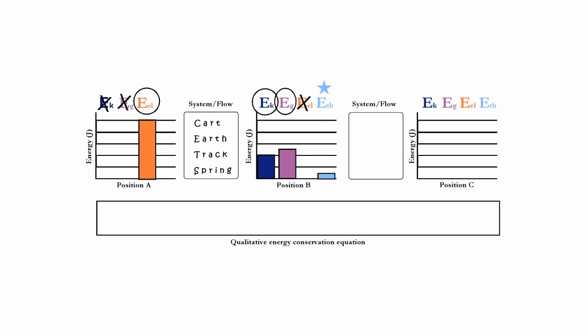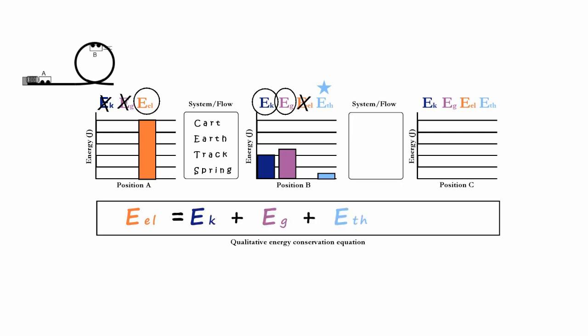Take a moment to write out all the energy types for position A. Remember that the E for energy should be capitalized, and that the types of energy storage are designated with subscript letters. Elastic energy in position A is equal to the kinetic energy plus gravitational energy plus thermal energy in position B.